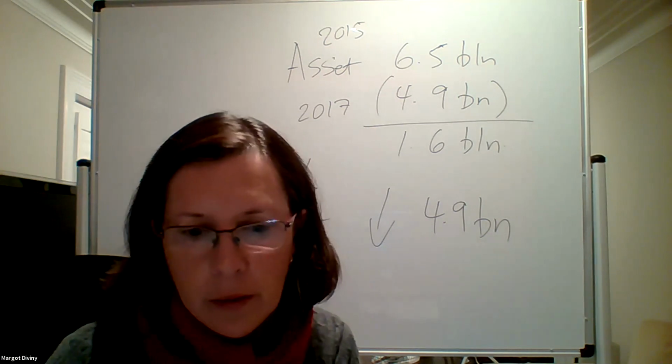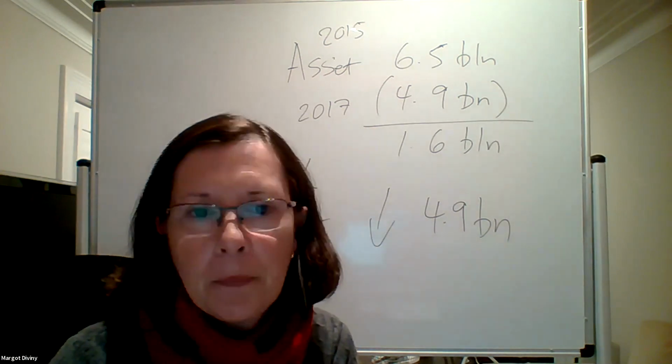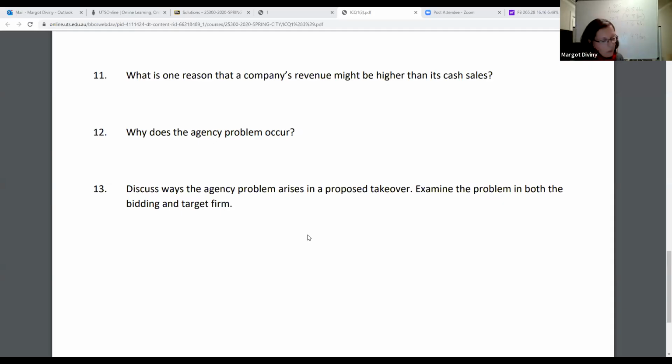Okay, so from the bidding company's point of view, think of some of the agency costs that might have been driving those huge numbers when they went and said, right, I'm going to acquire that company and I'm going to pay that kind of money for it.